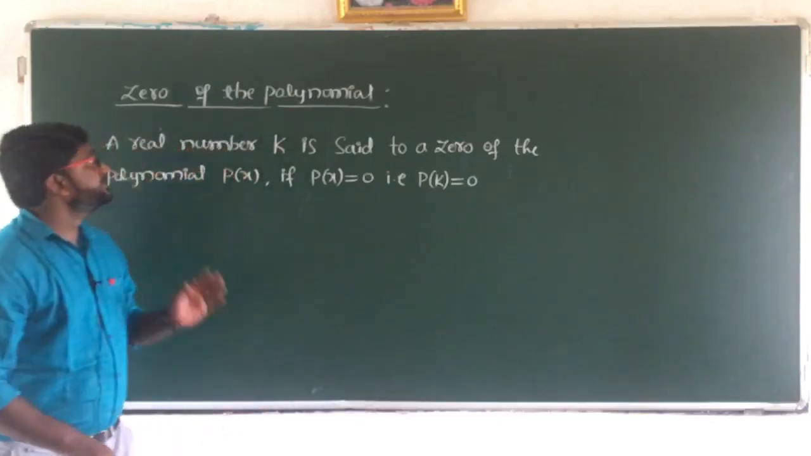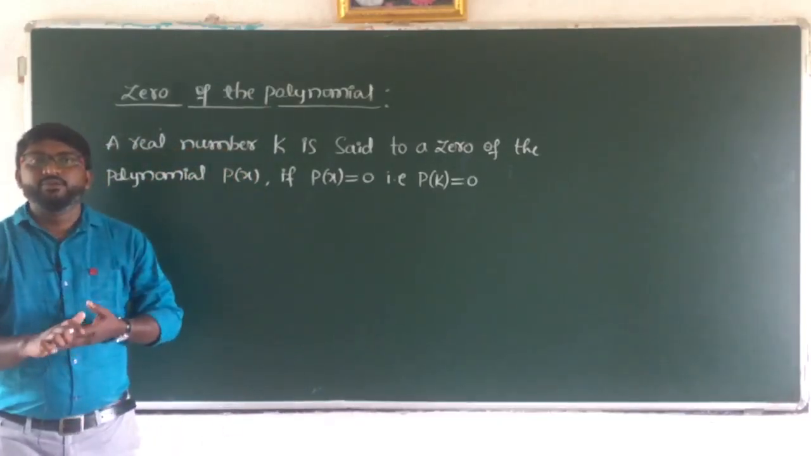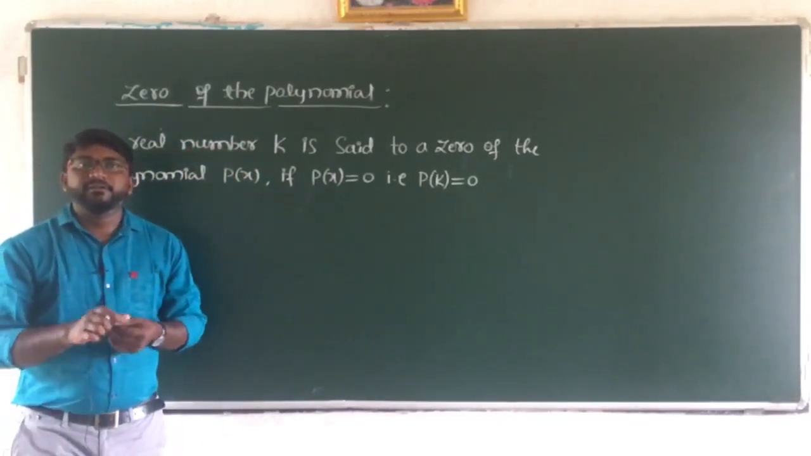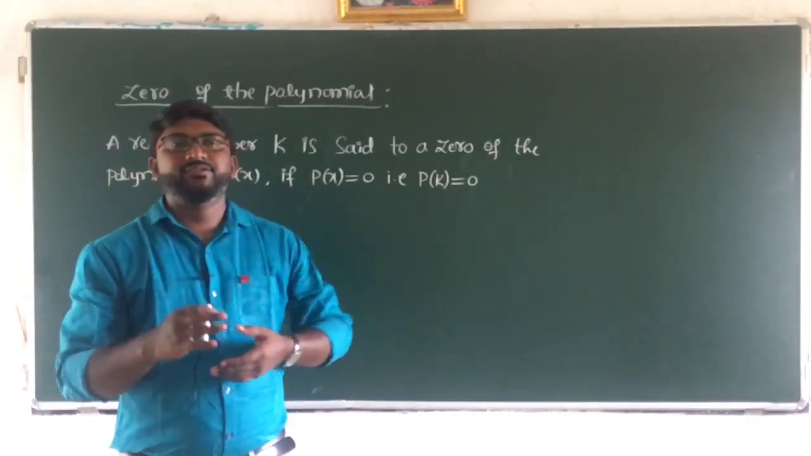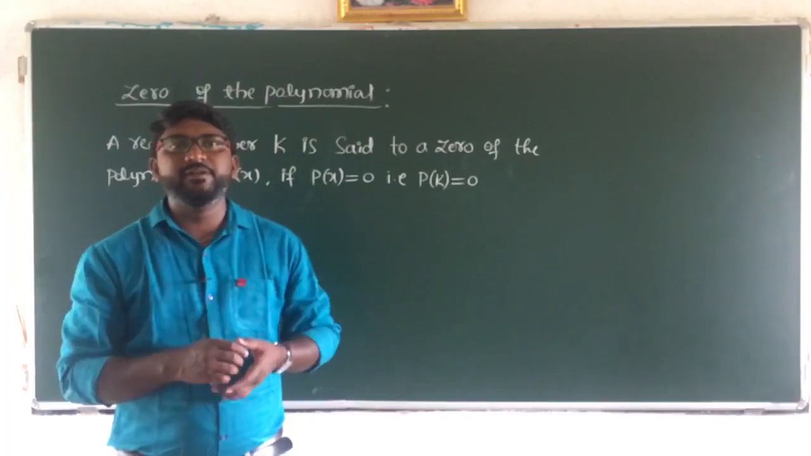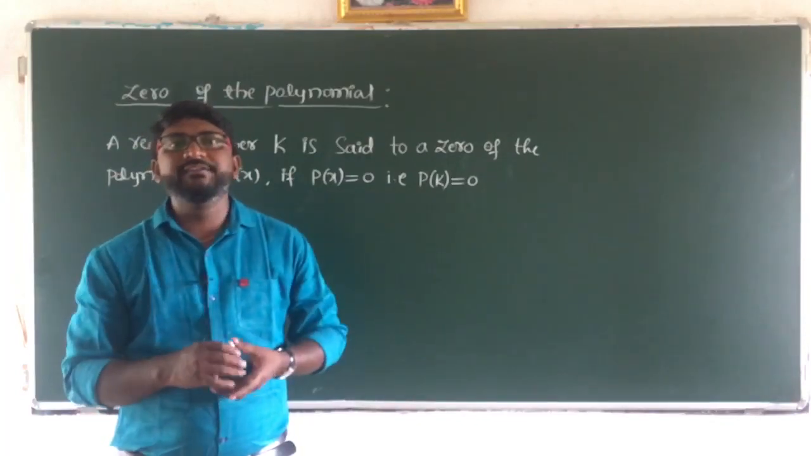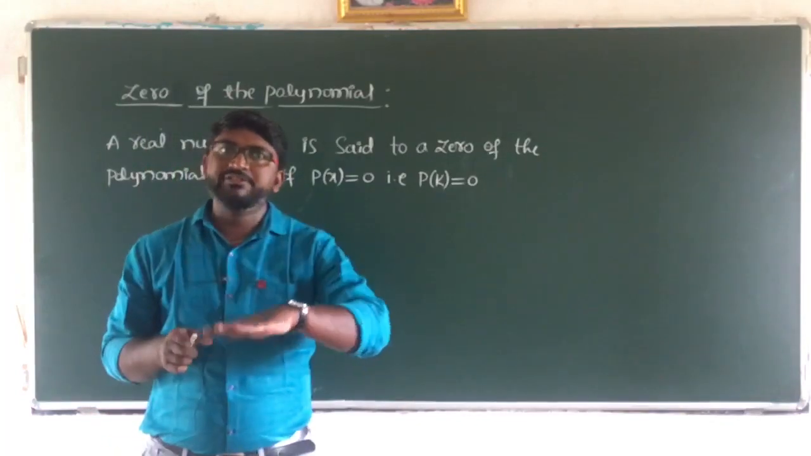So, this is the basic definition of a zero of the polynomial, and we considered an example, p of x equal to 2x plus 3. What is the zero of this polynomial? k equals minus 3 by 2. Now, we have to generalize this.